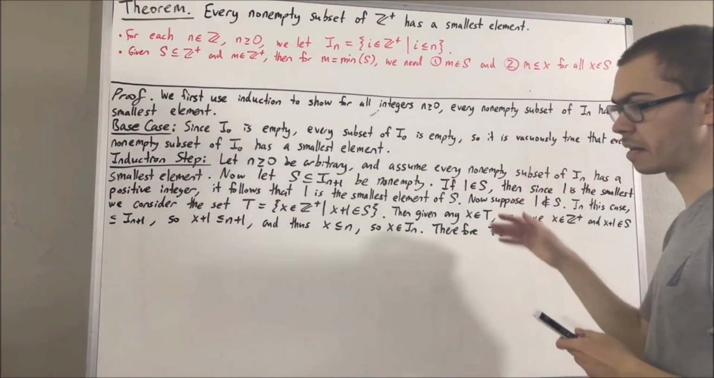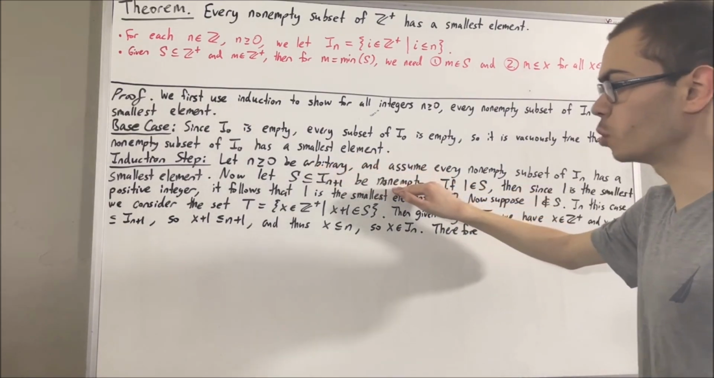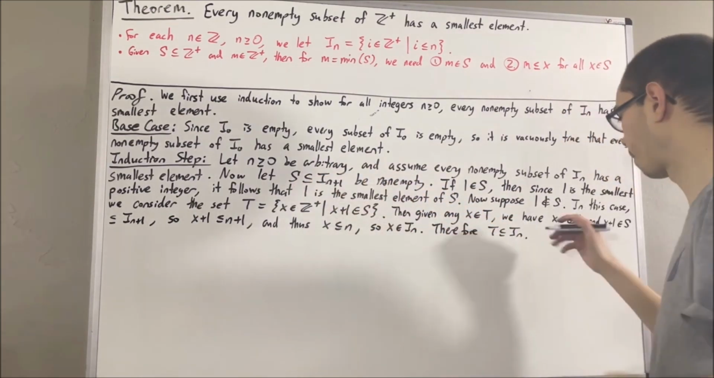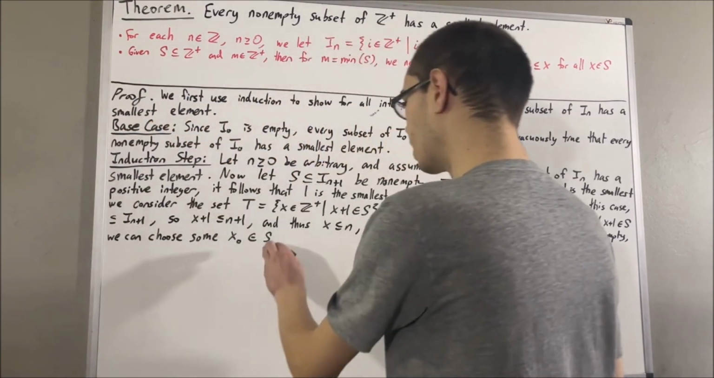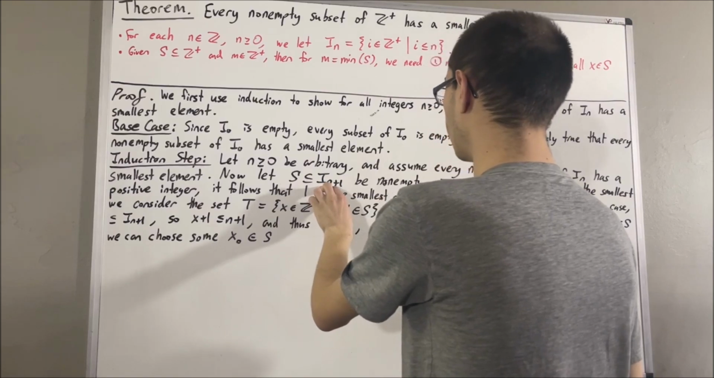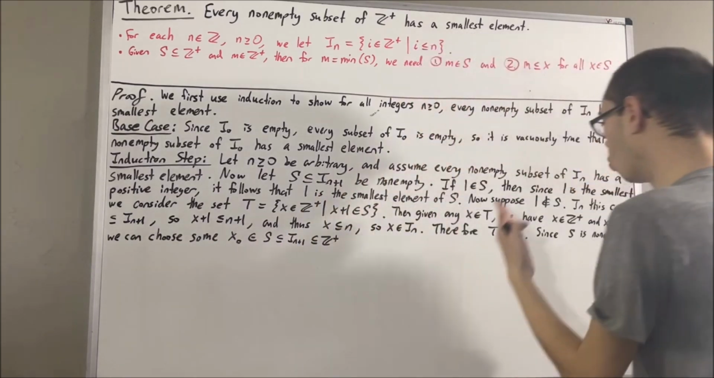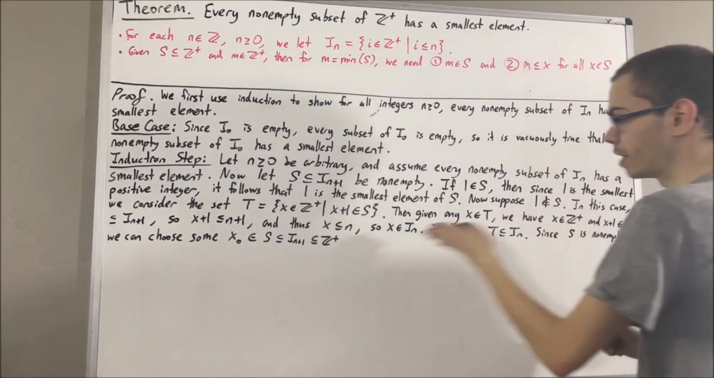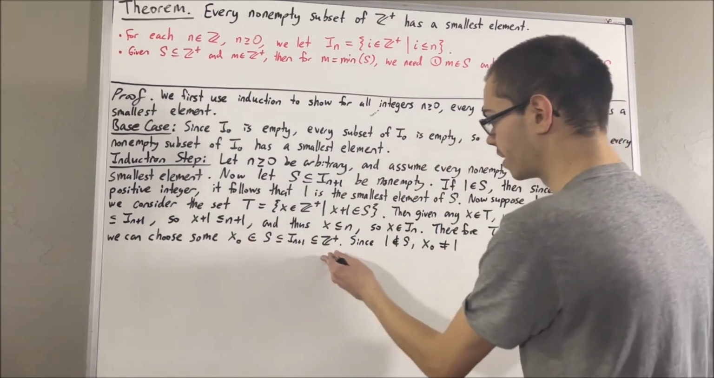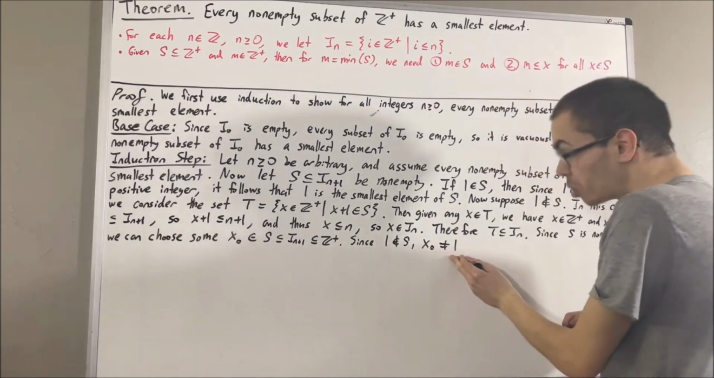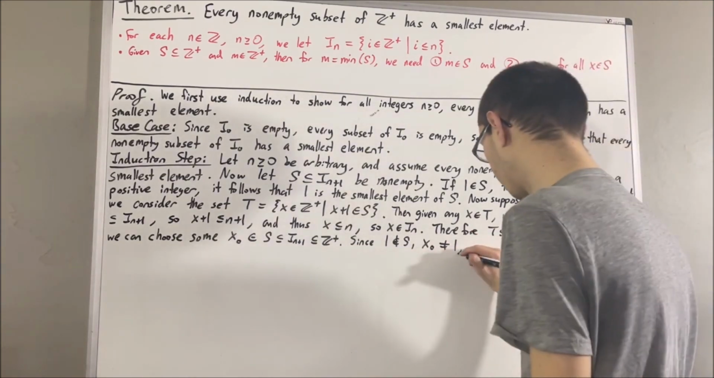But now we want to show that T is non-empty. Well, that follows from the fact that S is non-empty. Since S is non-empty, we can choose some element in S. I'll call it x naught. Now let's note, S is a subset of I_{n+1}, and I_{n+1} is a subset of the positive integers. But since 1 is not an element of S in this case, x naught can't be equal to 1. So since x naught is a positive integer, but x naught is not equal to 1, then there should be some positive integer that comes before x naught. So x naught minus 1 is a positive integer.